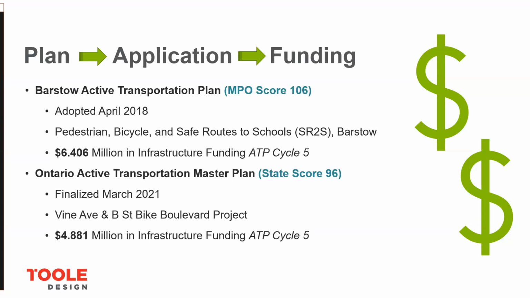A recent project that I helped finalize for the City of Ontario was their active transportation master plan. And we weren't even done with that project yet when we were already assisting the city in developing a grant application and identifying which corridor was in most need. So they took some of the information that we were already preparing and bundled that into a grant application, and we were very successful in bringing in $4.8 million in infrastructure funding as well.